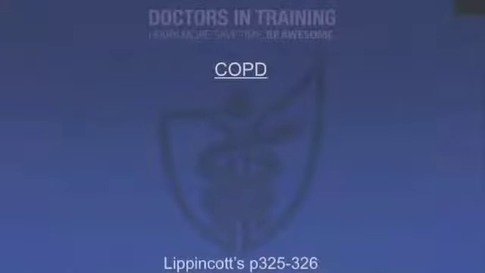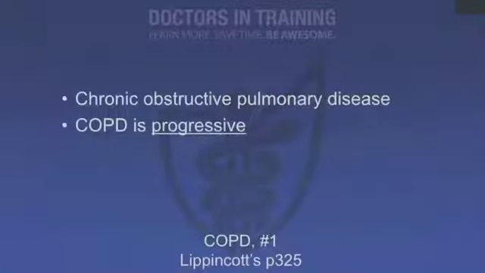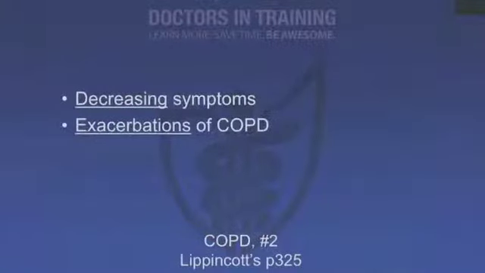Now we'll move on to COPD. You know all the medications for COPD already because we've just talked about them for asthma, but I'll talk about the differences between asthma and COPD and their usages. COPD is chronic obstructive pulmonary disease, and unfortunately, unlike asthma, COPD is progressive. Patients can expect to have progression of their symptoms over time. And so our treatments really focus on decreasing their symptoms and then treating their exacerbations of their COPD when those occur.